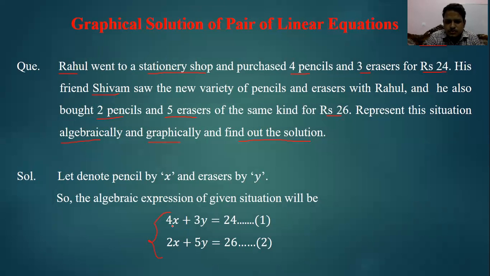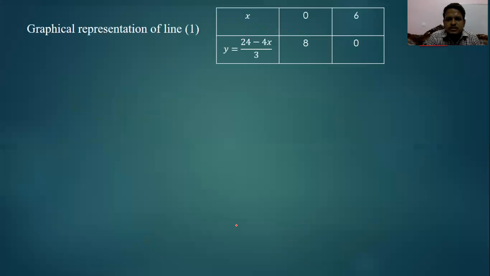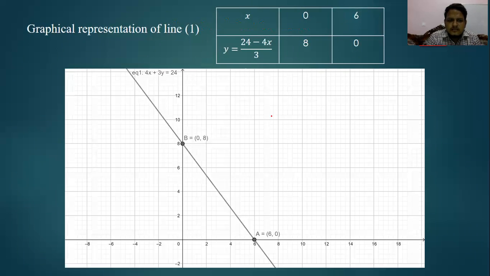For line 1, we will put x equal to 0. Then we will get y equal to 8. And if we put y equal to 0, then we will get x equal to 6. So from here, we get 2 points, that is (0, 8) and (6, 0). Then we will join both the points on a graph. Then the graph will look like this, a straight line, where we get B point that is (0, 8) and A point that is (6, 0), and we are getting y equal to (24 minus 4x) by 3.